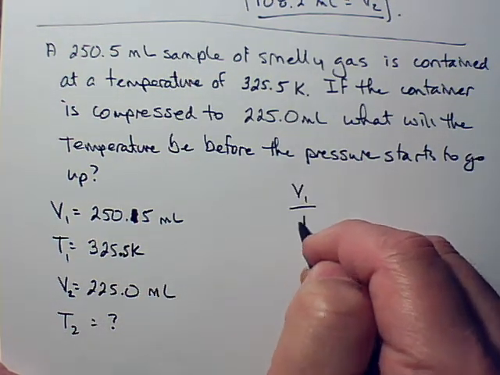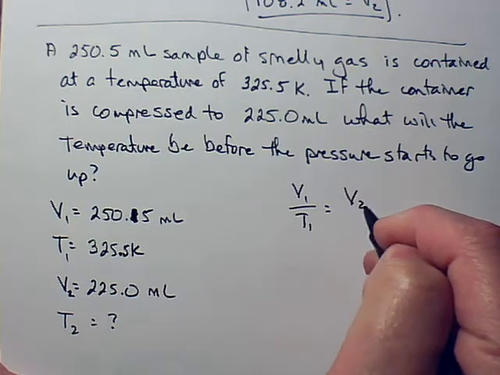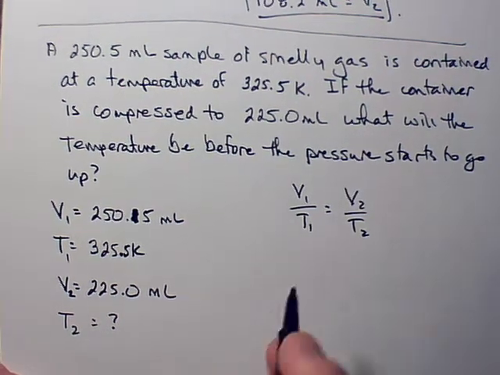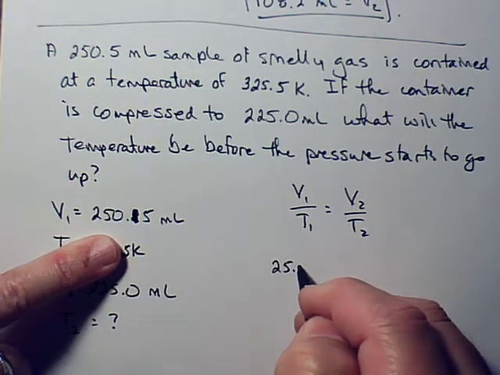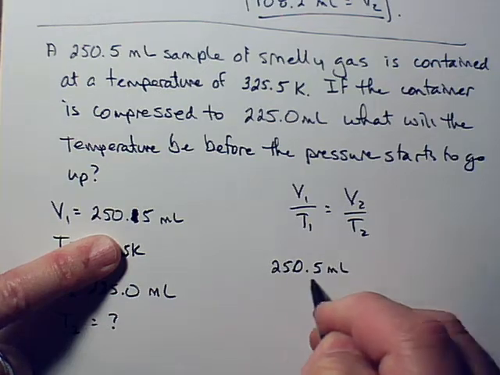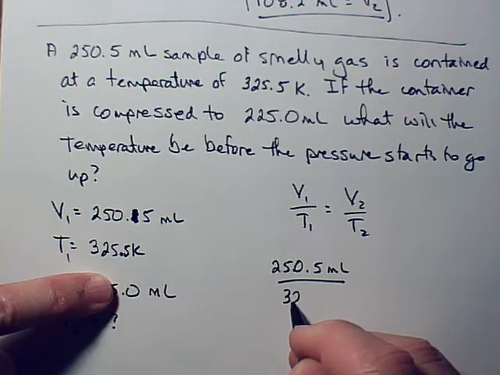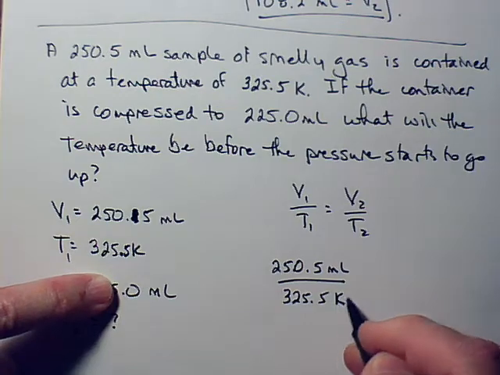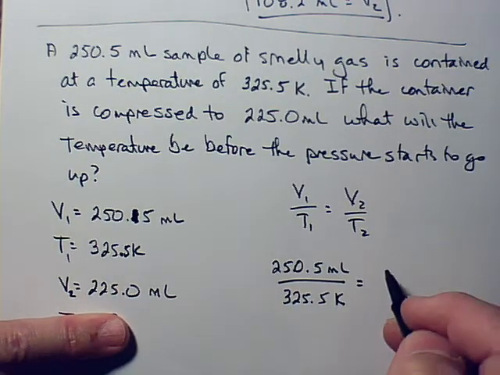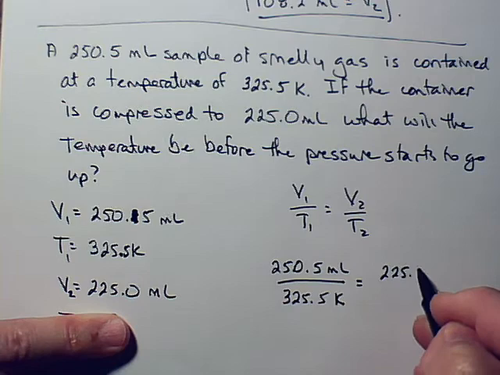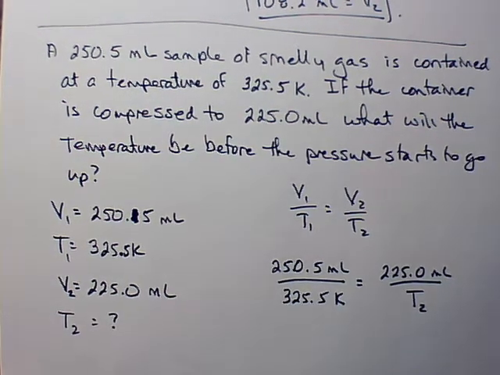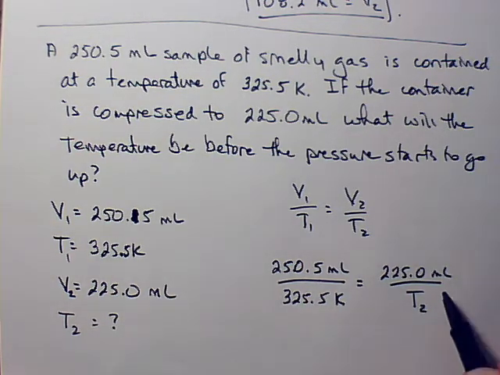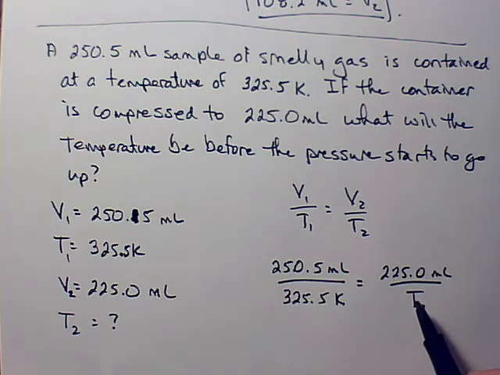So we have a volume and temperature relationship, so we can write this as V1 over T1 equals V2 over T2. When we substitute our knowns into this, we get 250.5 milliliters over 325.5 K, and then over here we've got 225.0 milliliters, the second volume, over temperature 2. And we cannot solve directly for temperature 2. We've got to somehow get temperature 2 on top of the fraction, not on the bottom.